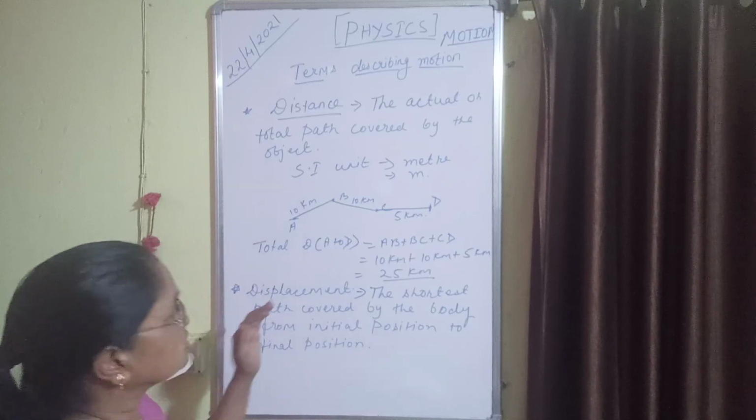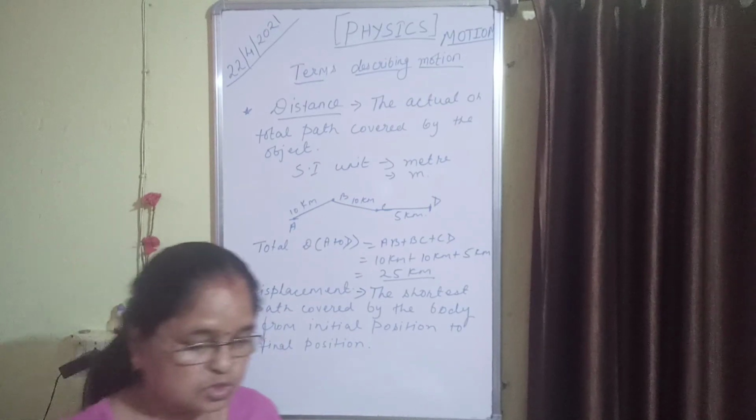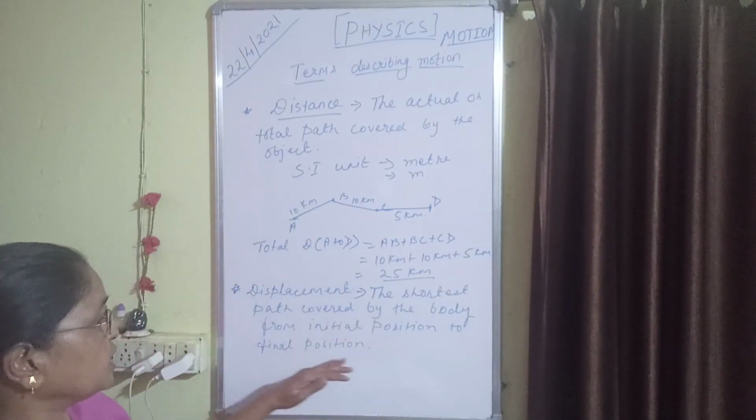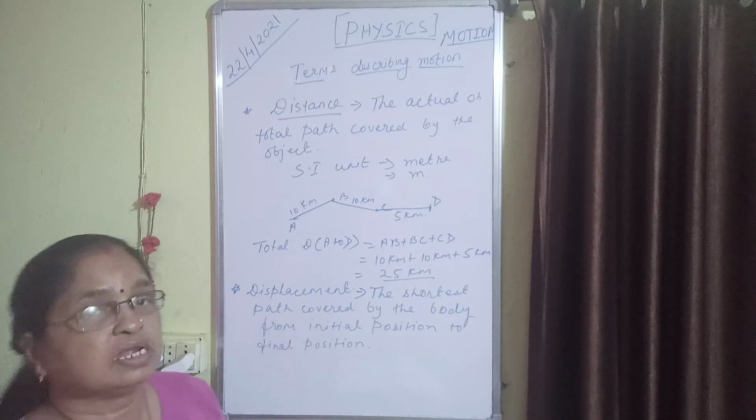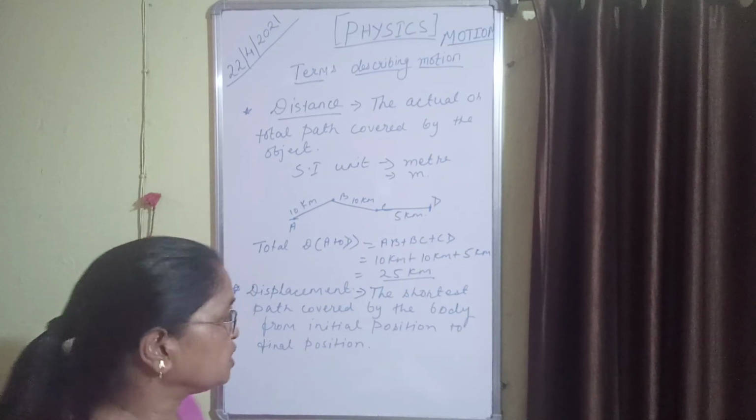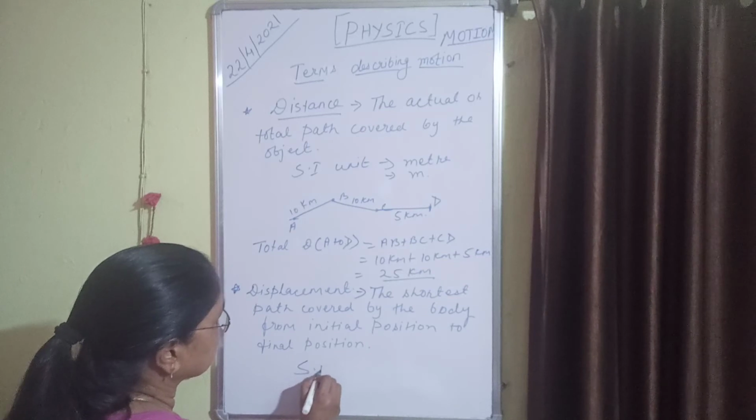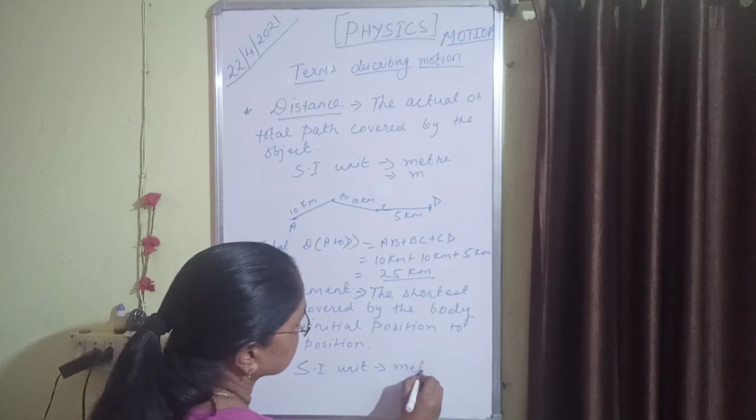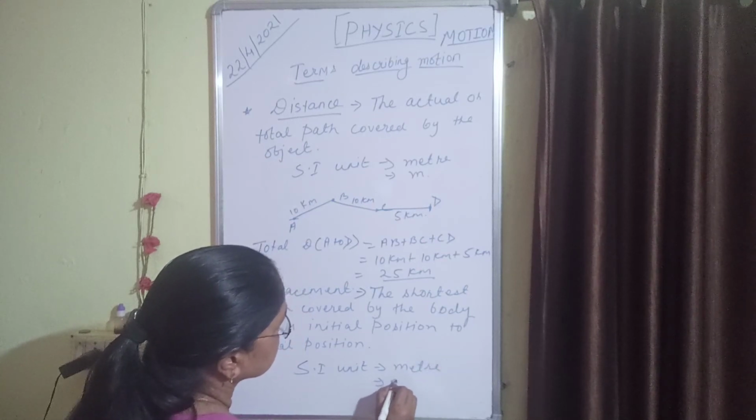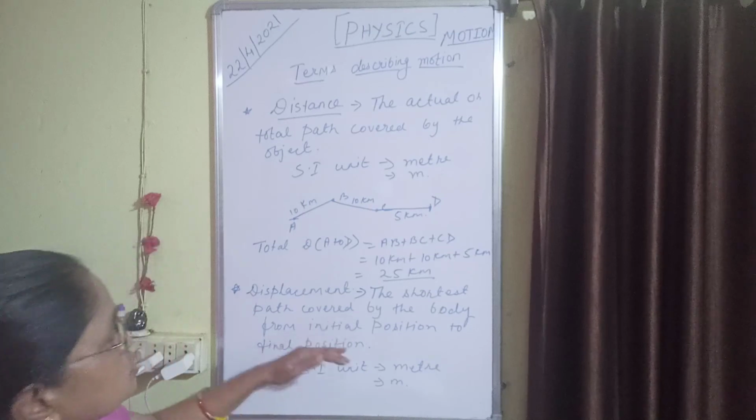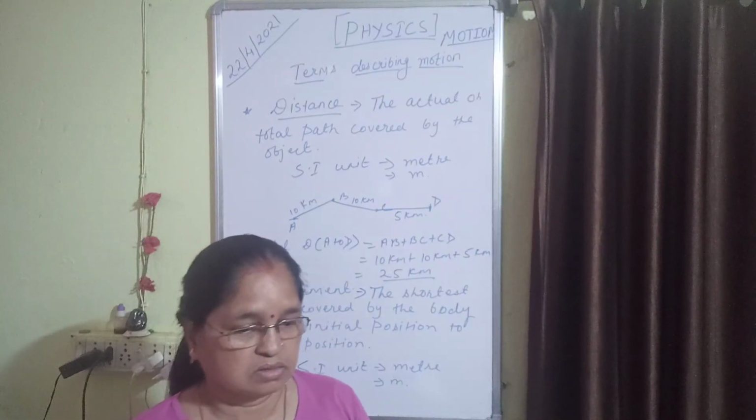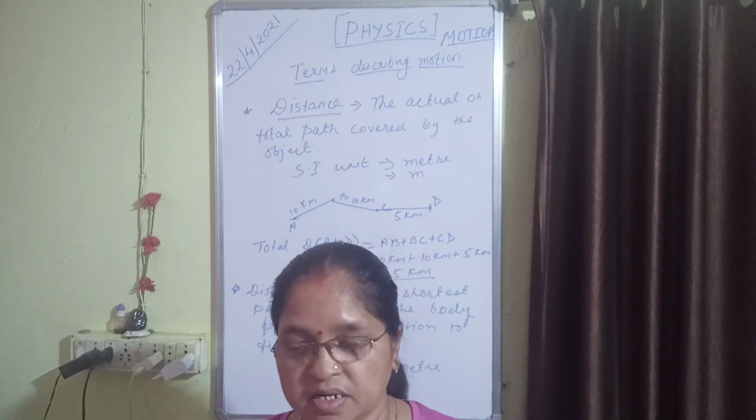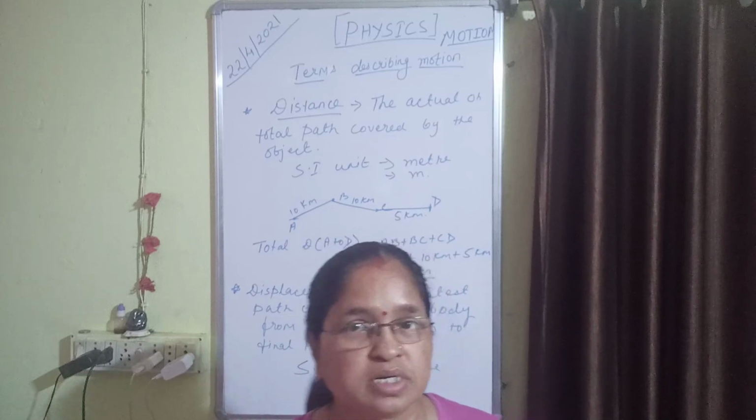is known as displacement. So students, here shortest path, and now I am showing you how it is. SI unit of displacement, again path length, means SI unit is meter. It is measured in meter. So I am showing you how we are taking out, or how we are connecting the initial position to final position, and that will be the shortest path.